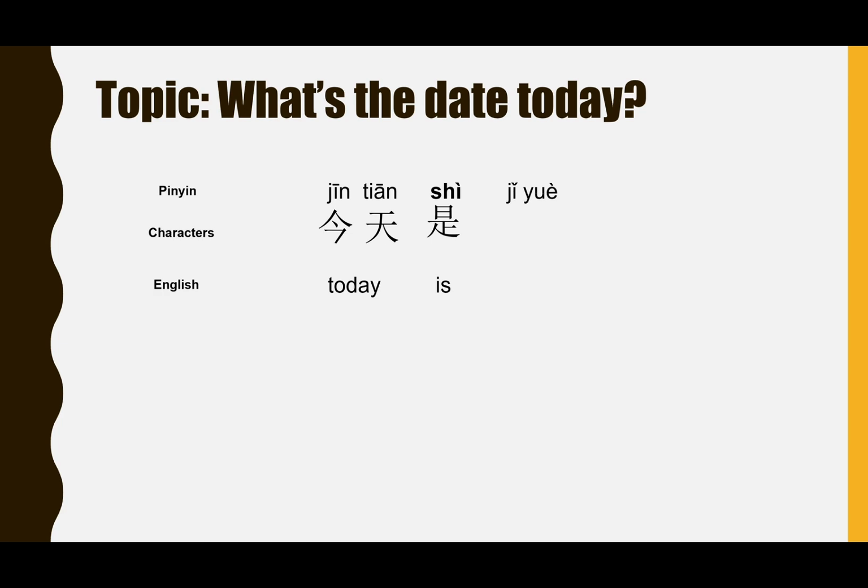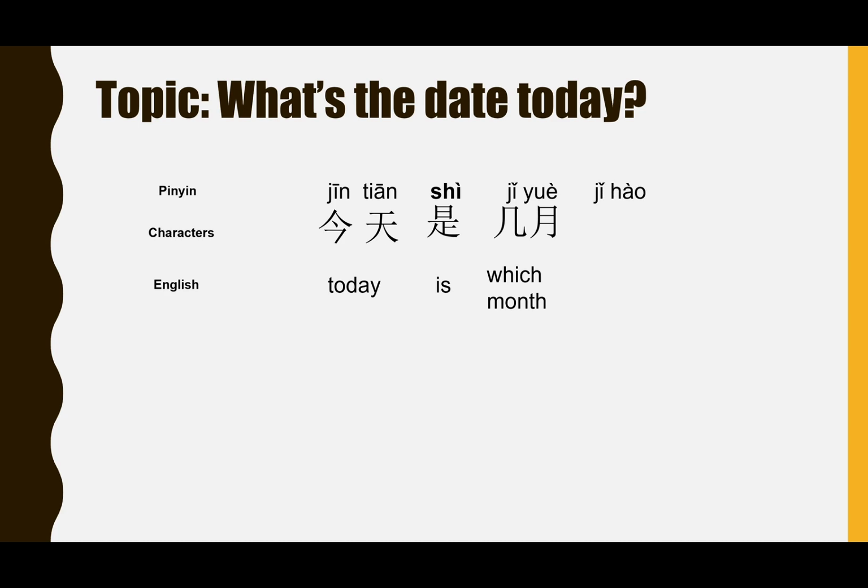Next one, 几月. Let's look at what this means. It means which month: today is which month. It looks a bit weird to ask about the month in a different order, but in Mandarin we place those words in a different way. In English we would ask what is the month today, instead of today is which month.